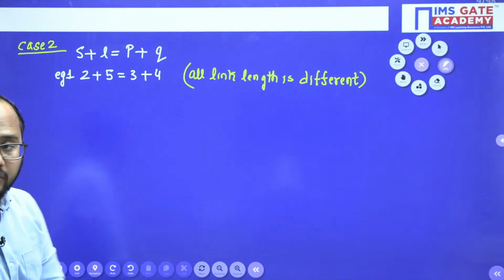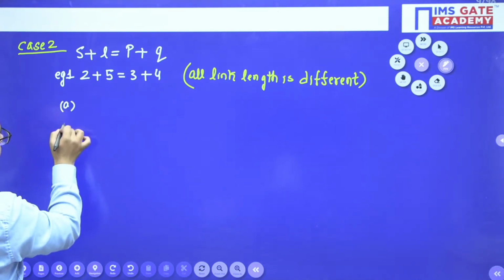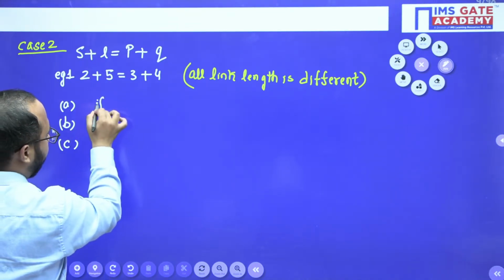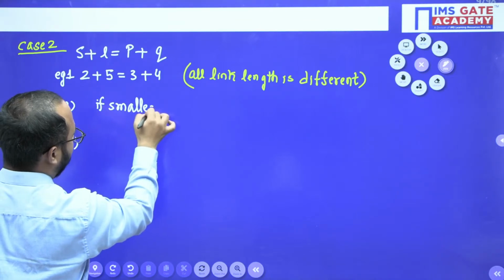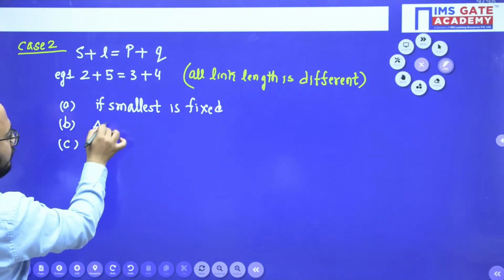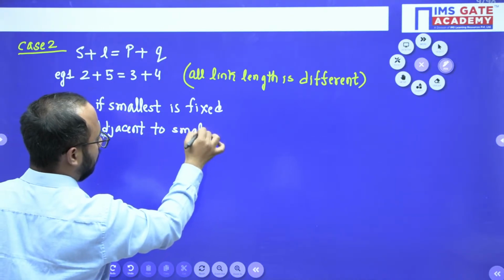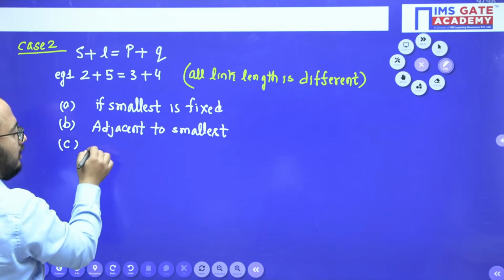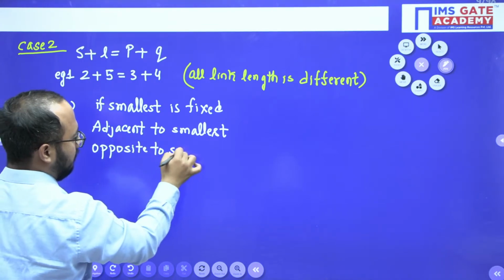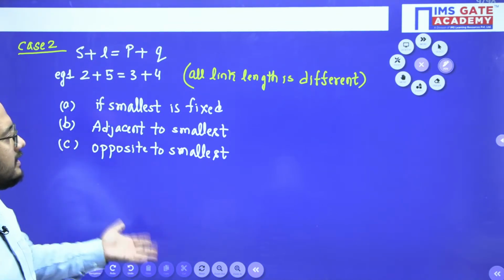All link lengths are different, correct? Now, if that is the case, again you will say, sir, case A, case B, case C will be there, in which you have to say if smallest fixed, adjacent to smallest, again we have to write adjacent to smallest, right? Then what we have, opposite to smallest. Like these three different cases again will be there.